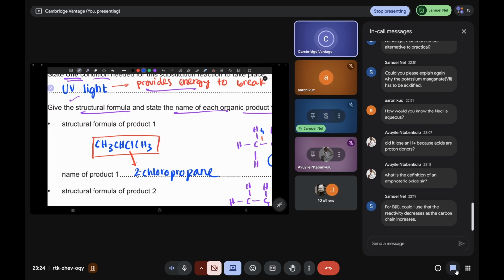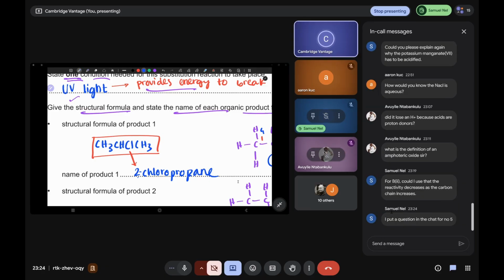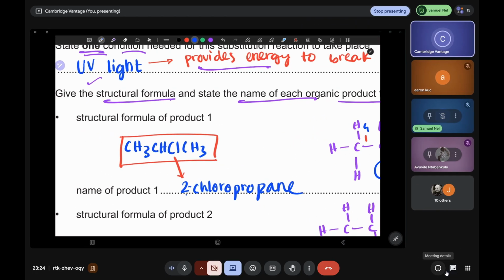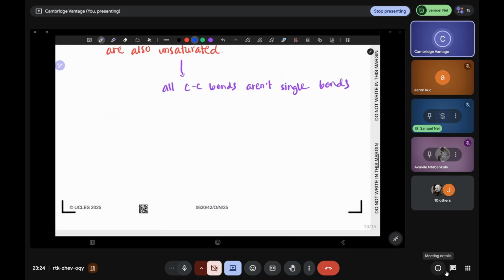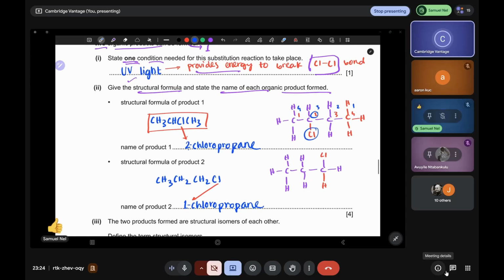Yes, Samuel, do you have any question? Okay, I see. For B2, could I use that the reactivity decreases as... No, Samuel, over there they asked about physical properties. Now reactivity is a chemical property, so you can't write about that in place of physical property.